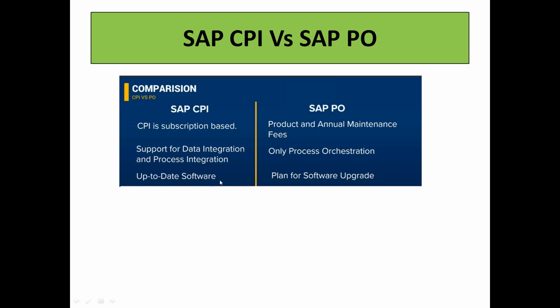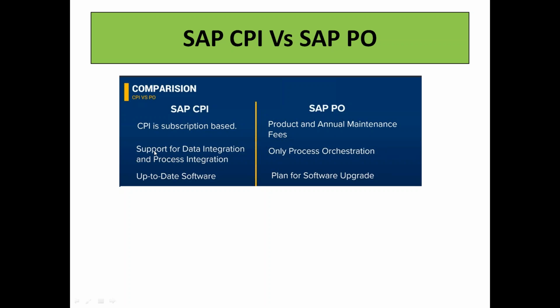Then you need to exclusively update your software. SAP CPI is auto update. That means for every quarter it will automatically upgrade the software. For the process orchestration, for the software upgrade, you need to plan what are all the key areas affecting, what are all the new features the new version is bringing. So these are all the things we need to consider while upgrading the software.